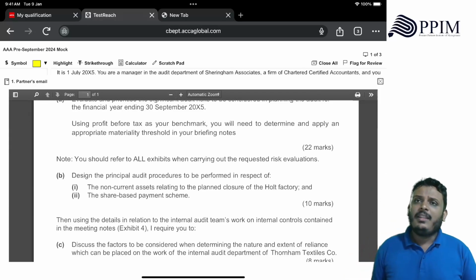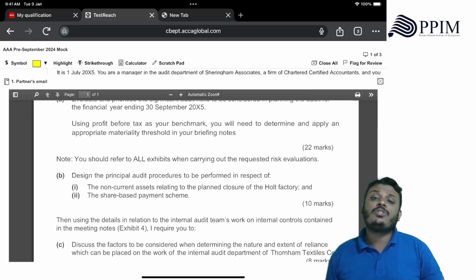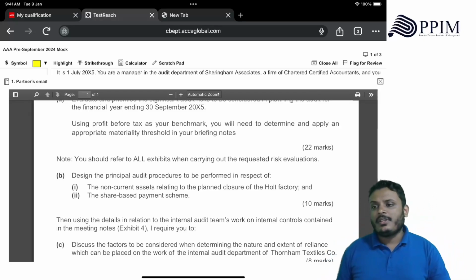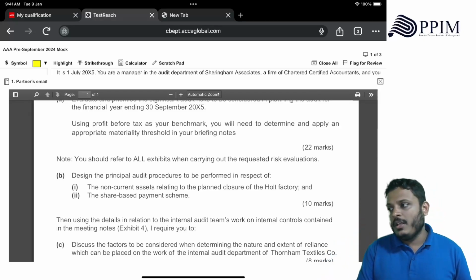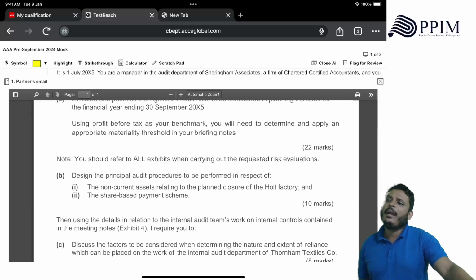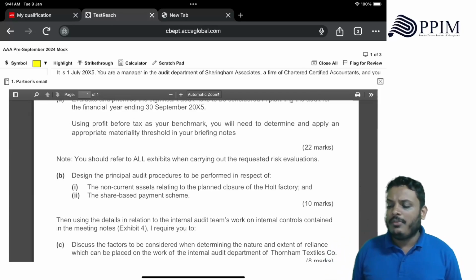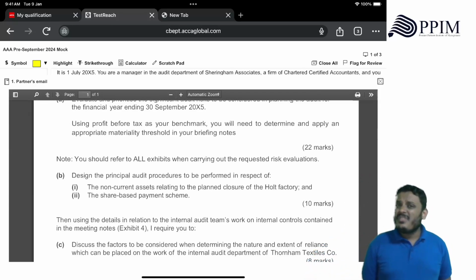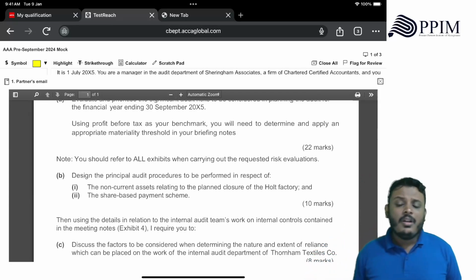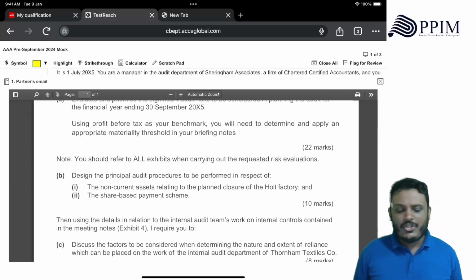Again, I told you, when it comes to advanced audit and assurance, most of the audit procedures questions are standard based questions. So the problems are related to what? Standards, accounting and reporting standards. If I look at here, the non-current asset relating to planned closure of H factory comes under IFRS 5, non-current asset held for sale.